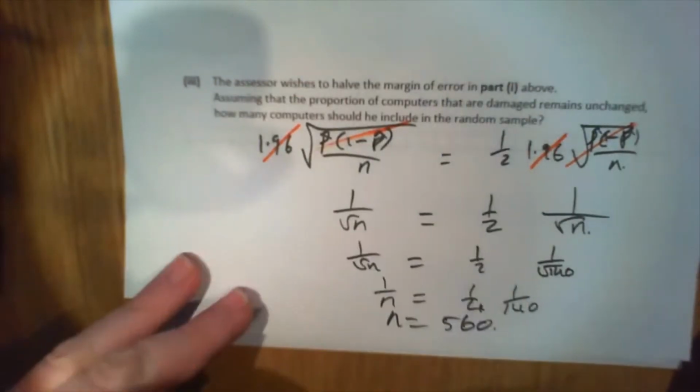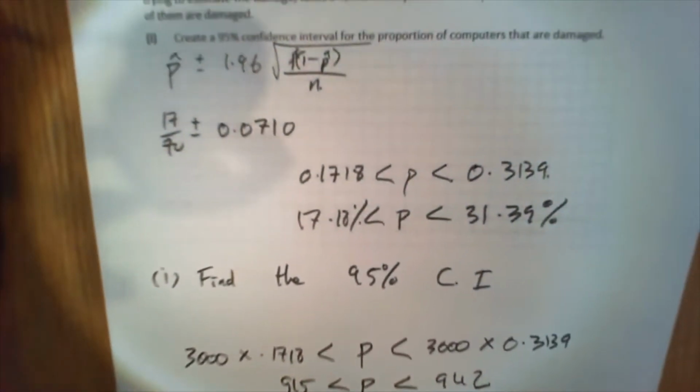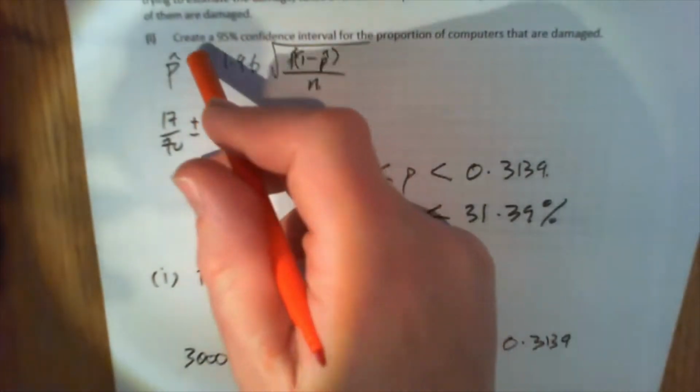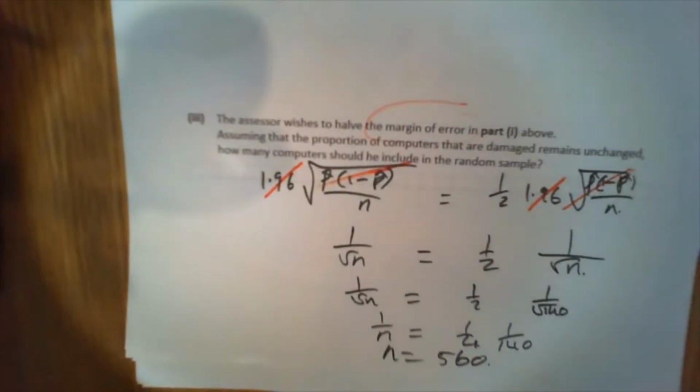He wishes to halve the margin of error. So what they're really asking you is, do you understand what the formula is for the margin of error? And from our previous one, the margin of error is just our p-hat formula. Because look, it's plus or minus a margin of error. So you're just making one side equal to the other one and working it out. Okay, so next bit.